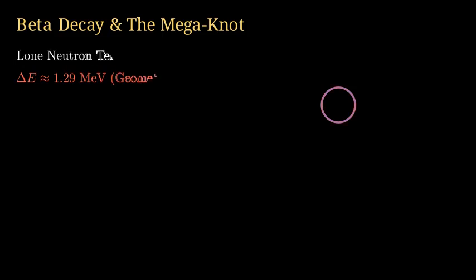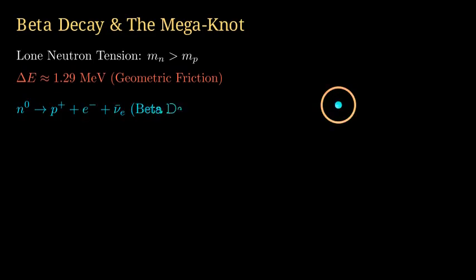If structural tension dictates decay, why does a lone neutron decay in 15 minutes, yet remain perfectly stable for billions of years inside a gold ring? A lone neutron, with one inward and one outward topological twist, stores 1.29 megaelectron volts of excess geometric friction, without a surrounding nucleus to brace it. This tension eventually snaps. It ejects an electron to shed the twist tension, physically unwinding into a stable proton.